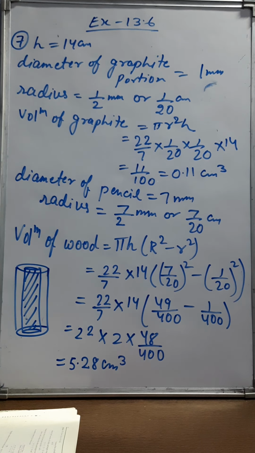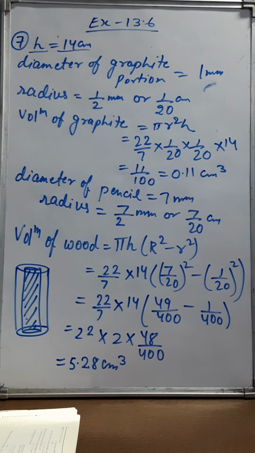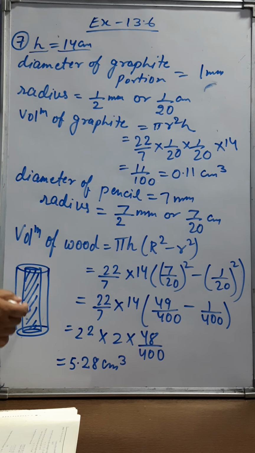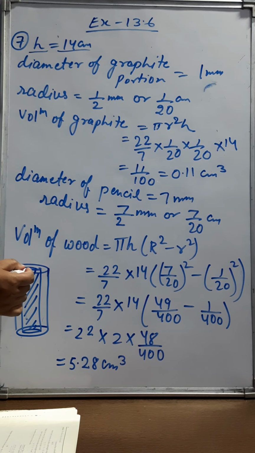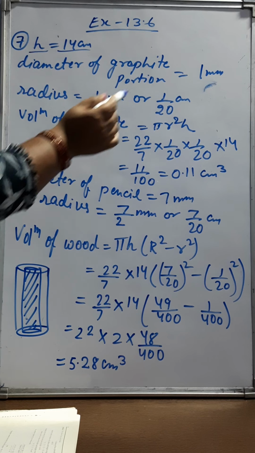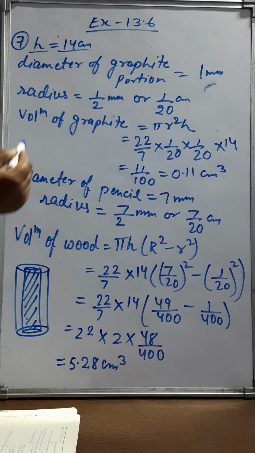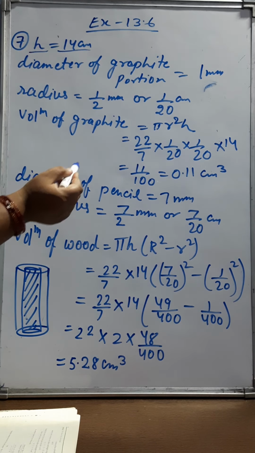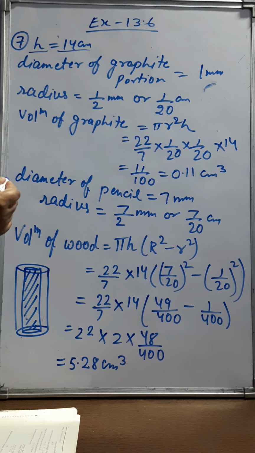So here, height of the pencil is given to you 14 cm. You can see here I made the diagram of a pencil. Inside we have graphite portion. This shaded portion is showing graphite part. So diameter of graphite portion is given to you 1 mm. So definitely its radius is 1 by 2 mm or it is 1 by 20 cm.